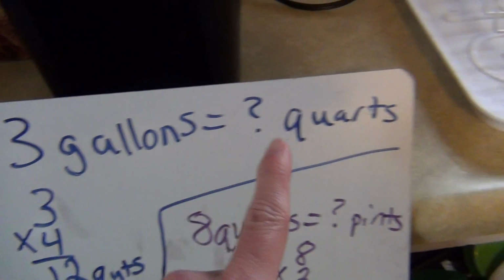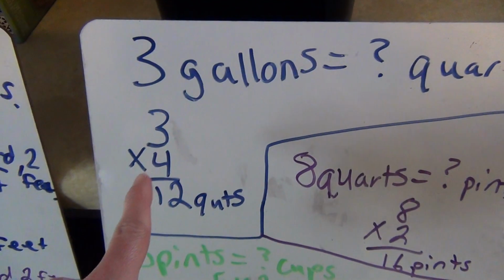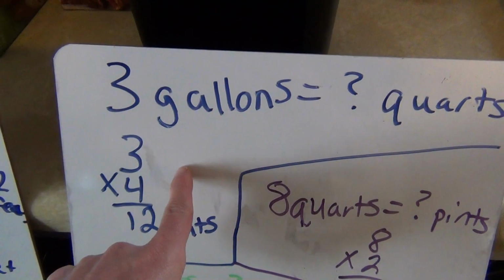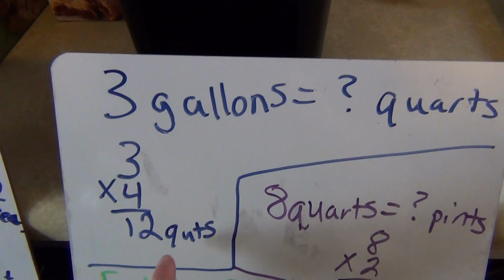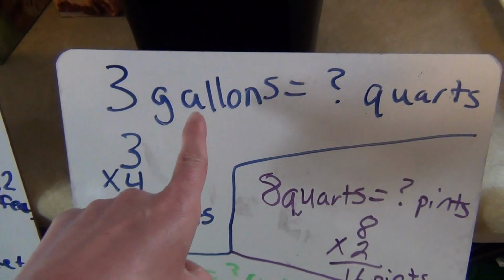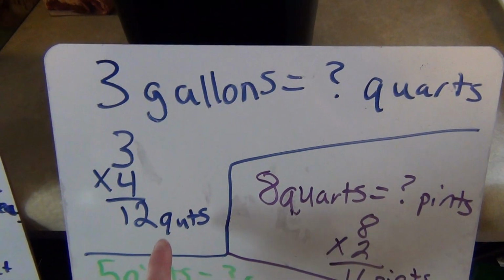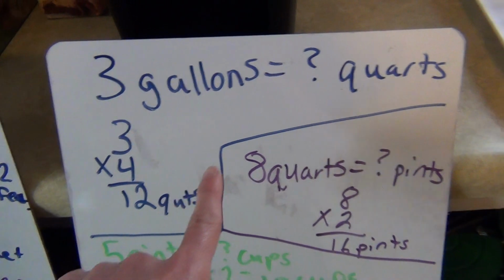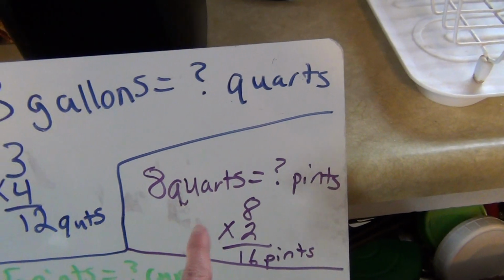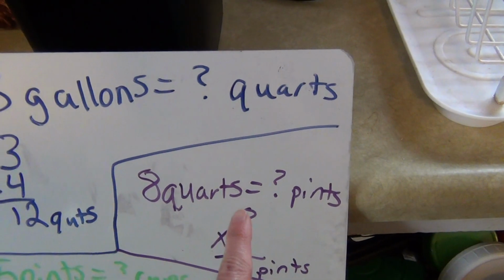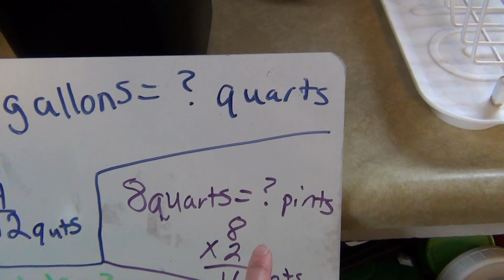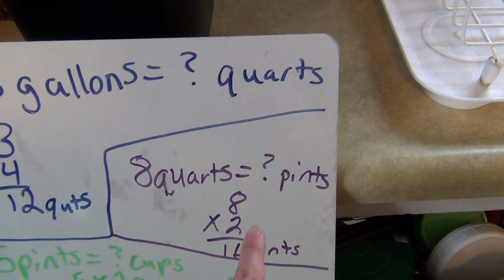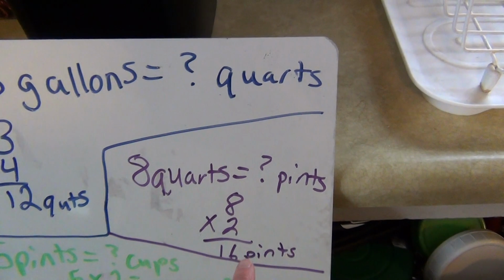3 gallons equals how many quarts? We take the 3 gallons times 4 quarts. 3 times 4 equals 12, so 12 quarts. 3 gallons equals 12 quarts. 8 quarts equals how many pints? So we take the 8 quarts times 2 pints in each quart. So 8 times 2 is 16. 16 pints.